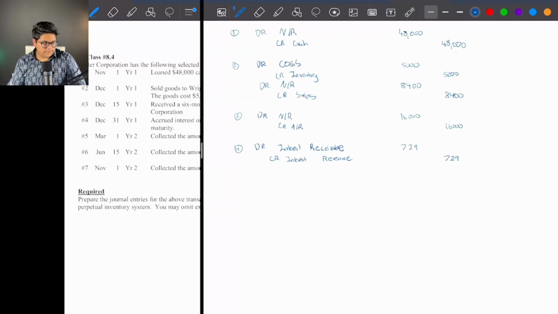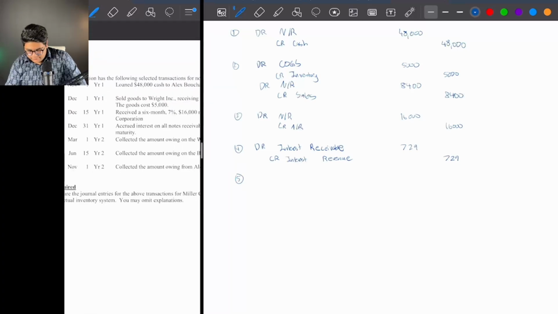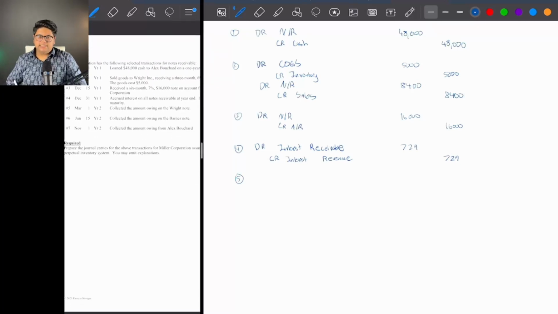All right. Now, journal entry number 5 is we collect the amount owing on the right note. Also, if you look at 5, 6, and 7, we're basically just collecting the amount owing. I'll just go over one of these, and then you can copy the exact same procedure for number 6 and 7. If you really want an in-depth explanation of everything, you can watch the in-class lecture recording, because the professor goes over all of those entries. I'm just going to do one.